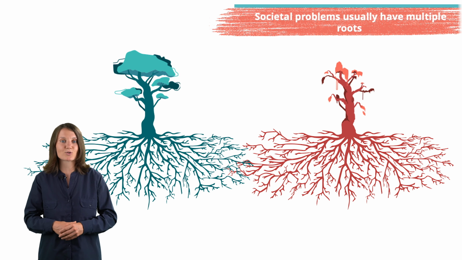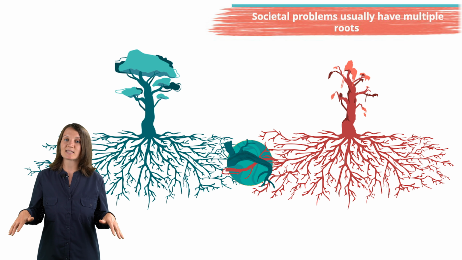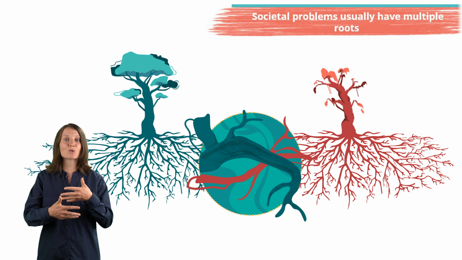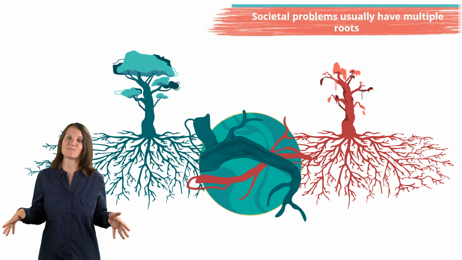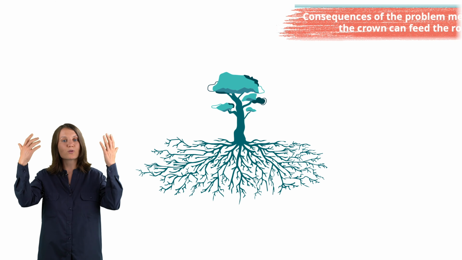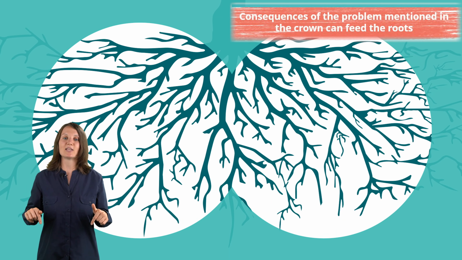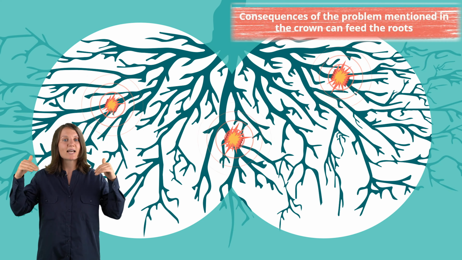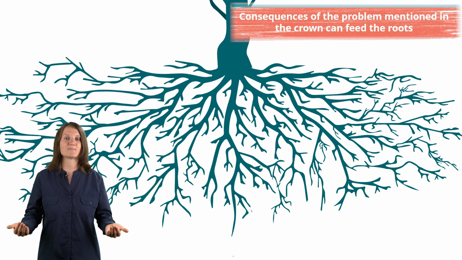Just like a real tree, societal problems usually have multiple roots, some of them going deeper than the others, most of them intertwined with each other and with roots of neighboring problem trees. And just like autumn leaves falling from a tree, decomposing and enriching the soil with nutrients, consequences of the problem mentioned in the crown of the tree can feed the roots of the problem and thus reinforce it.